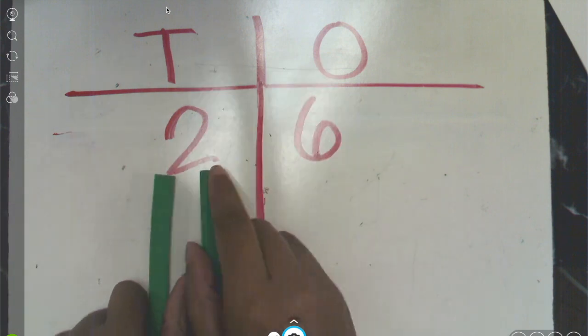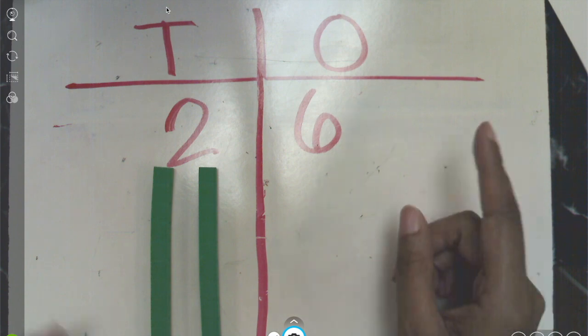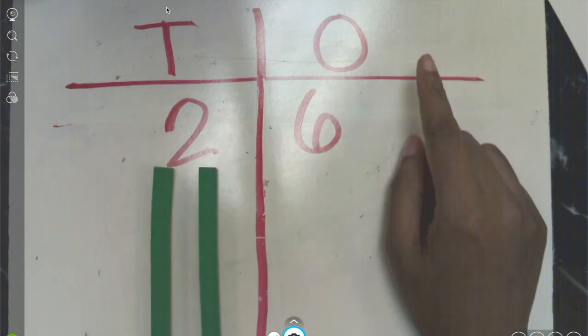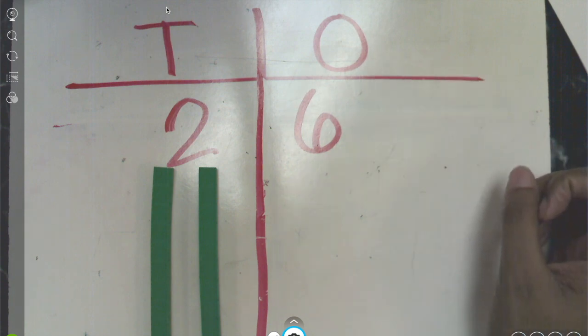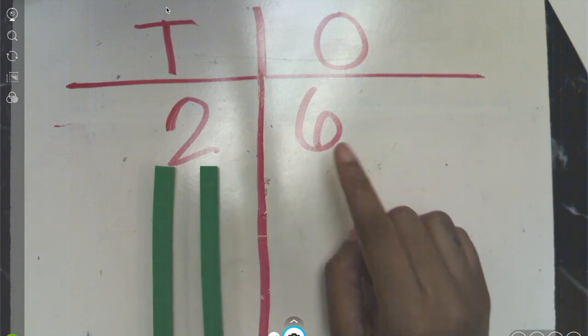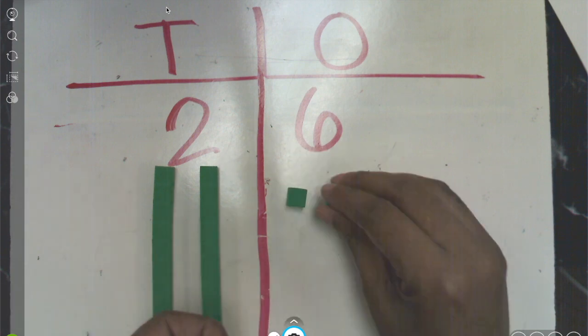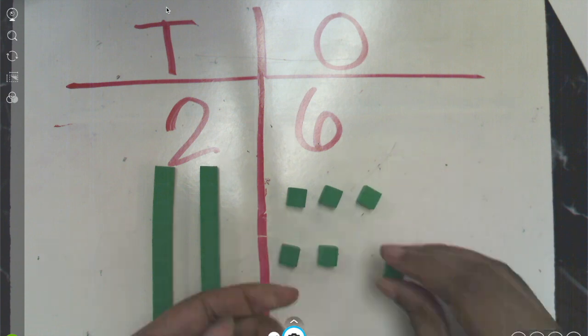So I have 1, 2, 10 rods. Now, how many units should I use? How many units, remember those represent our ones, how many units should I use? You've got it, 6, because the 6 is in the ones place. So I have 1, 2, 3, 4, 5, 6. Okay?